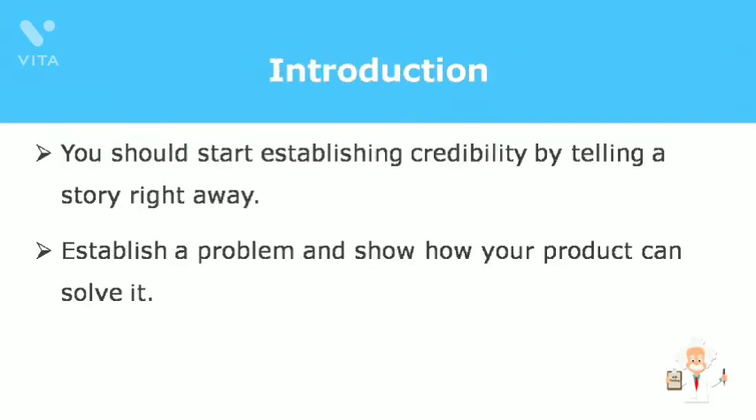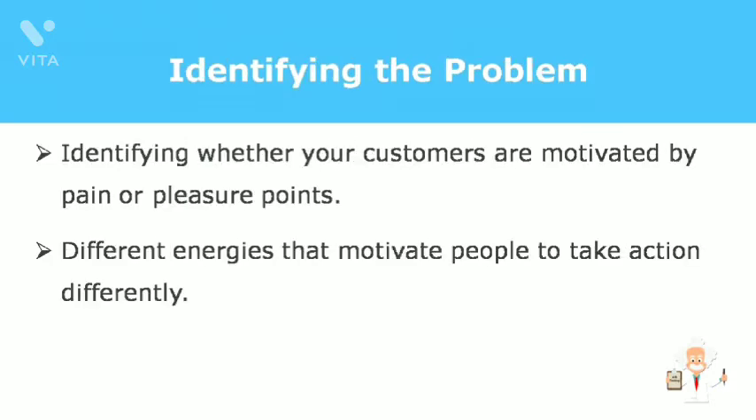Component number 3 is introduction. When you make an introduction to your product in your sales page, you should start establishing credibility by telling a story right away. The reason behind this is you need to establish a problem and show how your product can solve it. And then identifying the problem.